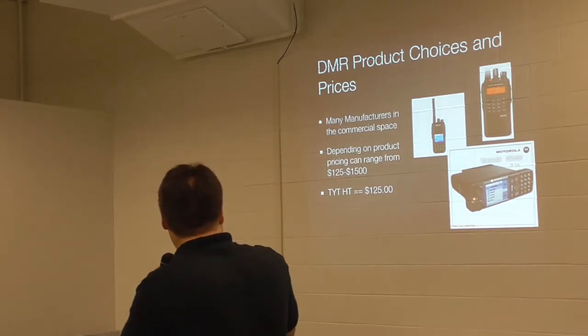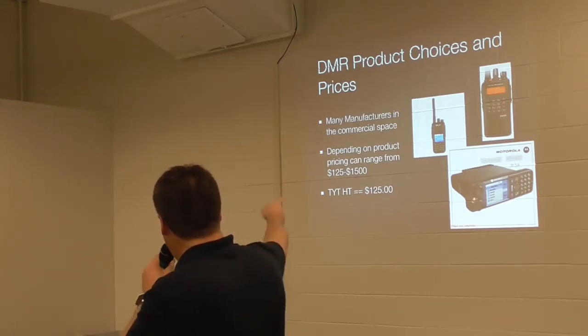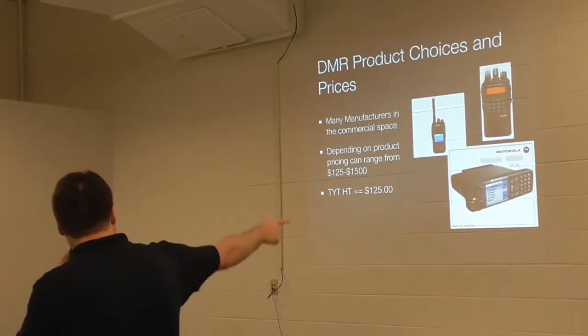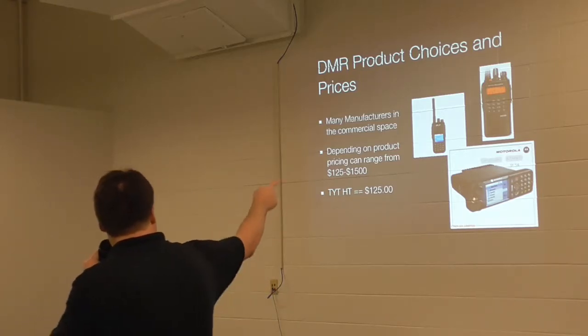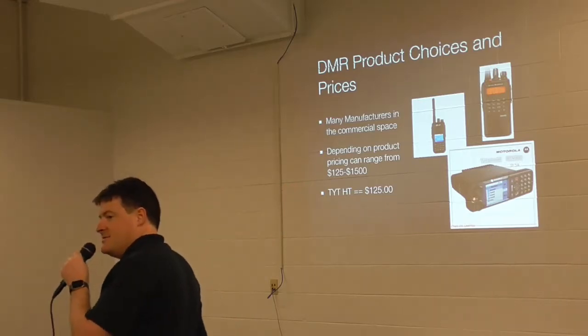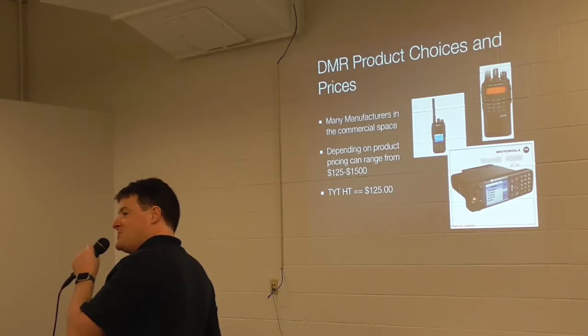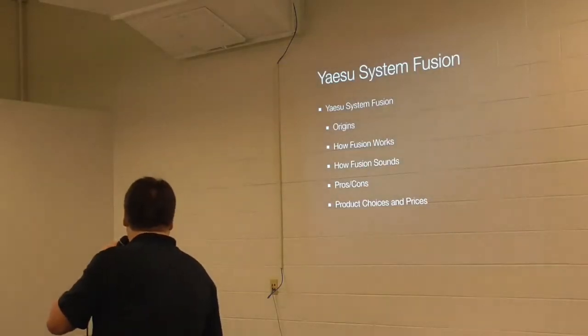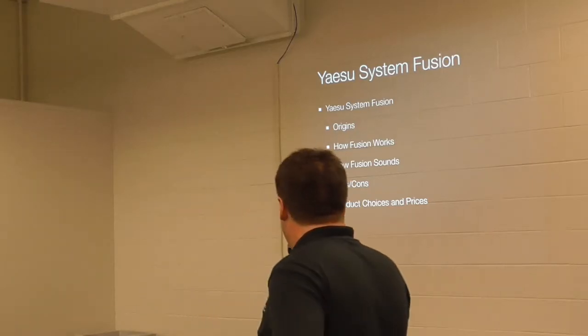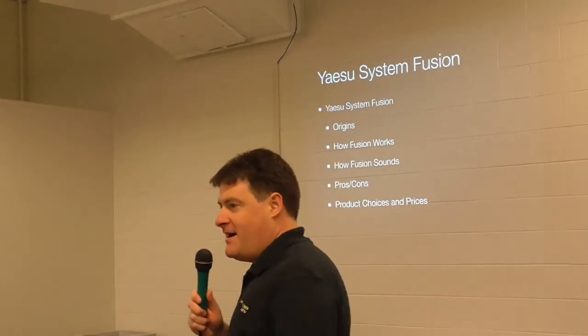Pricing, excuse me again: the stuff coming out of China, the TYTs, they're $125. Motorola stuff gets quite a bit more expensive. There's also Vertex Standard. I don't know how they actually make DMR stuff too. So that's the commercial side of Yaesu. So we're going to dive into Yaesu real quick. I'm over time, but we'll see how fast we can blow through this.